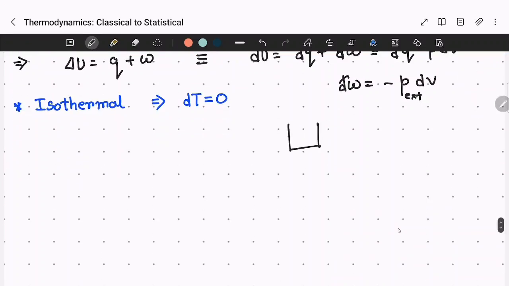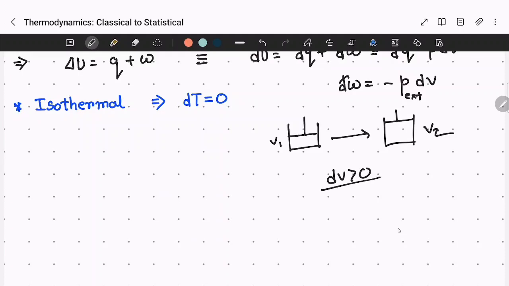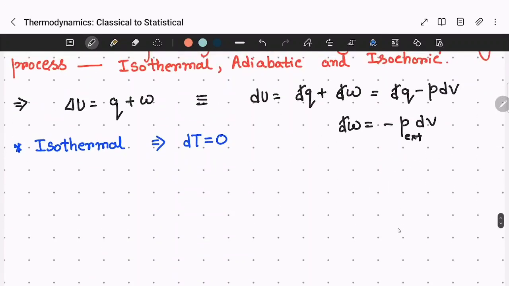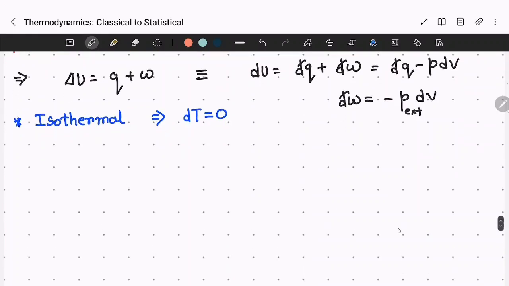First layer, let's say this is V1, and if it is expanding to V2, that means that dV is greater than 0, volume is expanding. So if dV is greater than 0, then obviously d cross W will be negative. It means that the system is doing the work. As I mentioned before, if work is done on the system, then d cross W will be positive. So totally it's looking from the system perspective. That's why it's considered as minus p external dV. So this is the form d cross Q minus p dV.